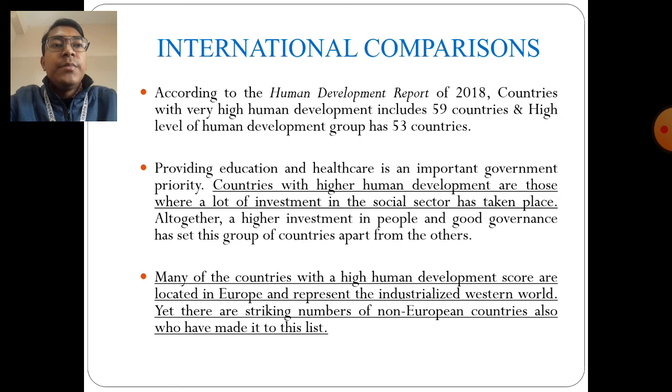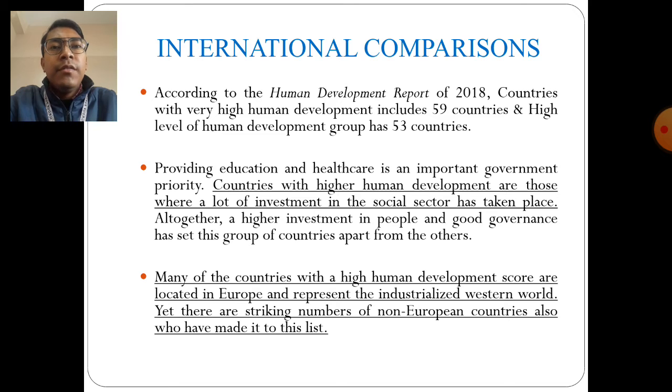So according to the Human Development Report of 2018, countries with very high human development include 59 countries, and the high level of human development group has 53 countries, which we just saw in the previous table. Providing education and healthcare is an important government priority.